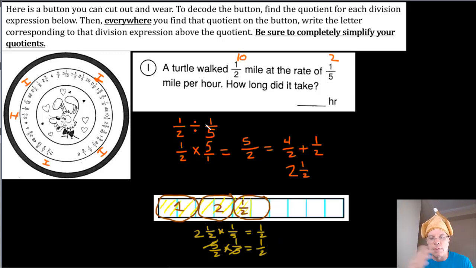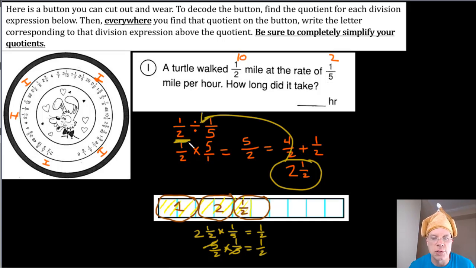That's just showing you the inverse. If this quotient is really 2 1/2, I should be able to multiply it by 1/5 here to get my initial dividend, and that does work out that way.